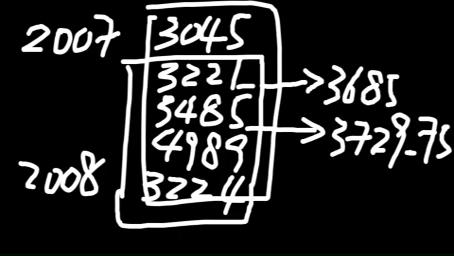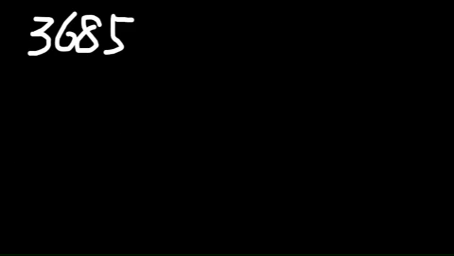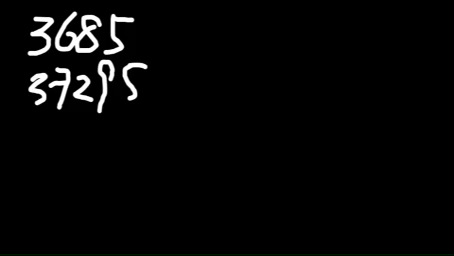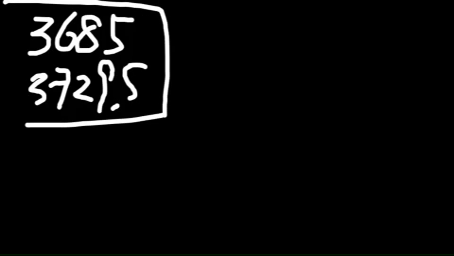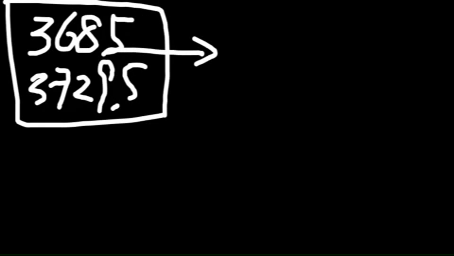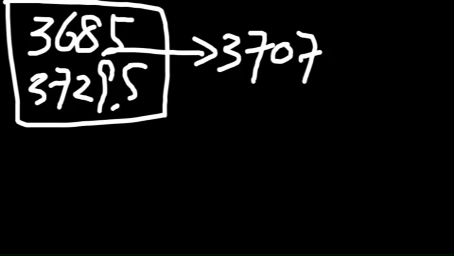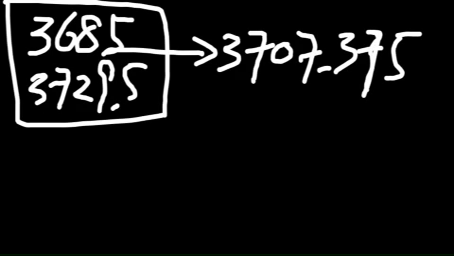3, 7, 2, 9.75. After that, you need to get your central moving average. The central moving average is the mean of every two moving averages. The first two moving averages are these two numbers. So your central moving average comes from these two numbers, the mean of that. Then that should be 3707.3375. So this is your central moving average.